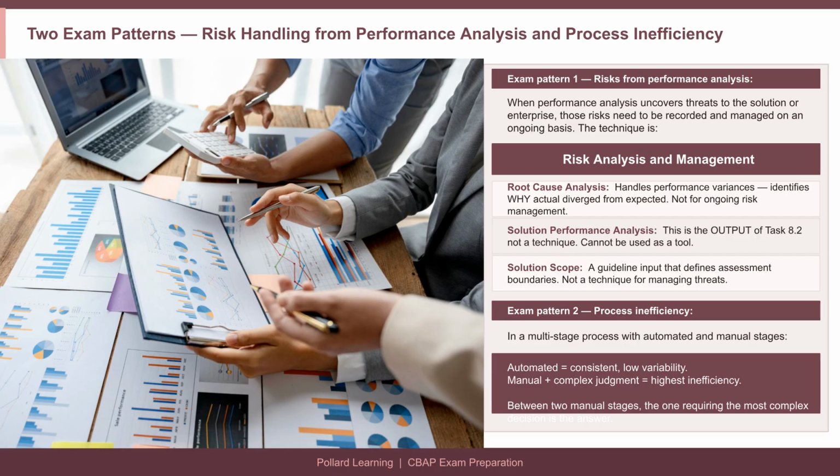The second tests process inefficiency. In a multi-stage process with automated and manual stages, automated stages perform consistently. Manual stages vary, but not equally. A simple triggered action has minimal judgment and minimal variability. A complex routing or judgment decision has high variability because every unit requires a fresh decision. Between 2 manual stages, the one requiring the most complex judgment per unit of work is the most likely source of inefficiency.